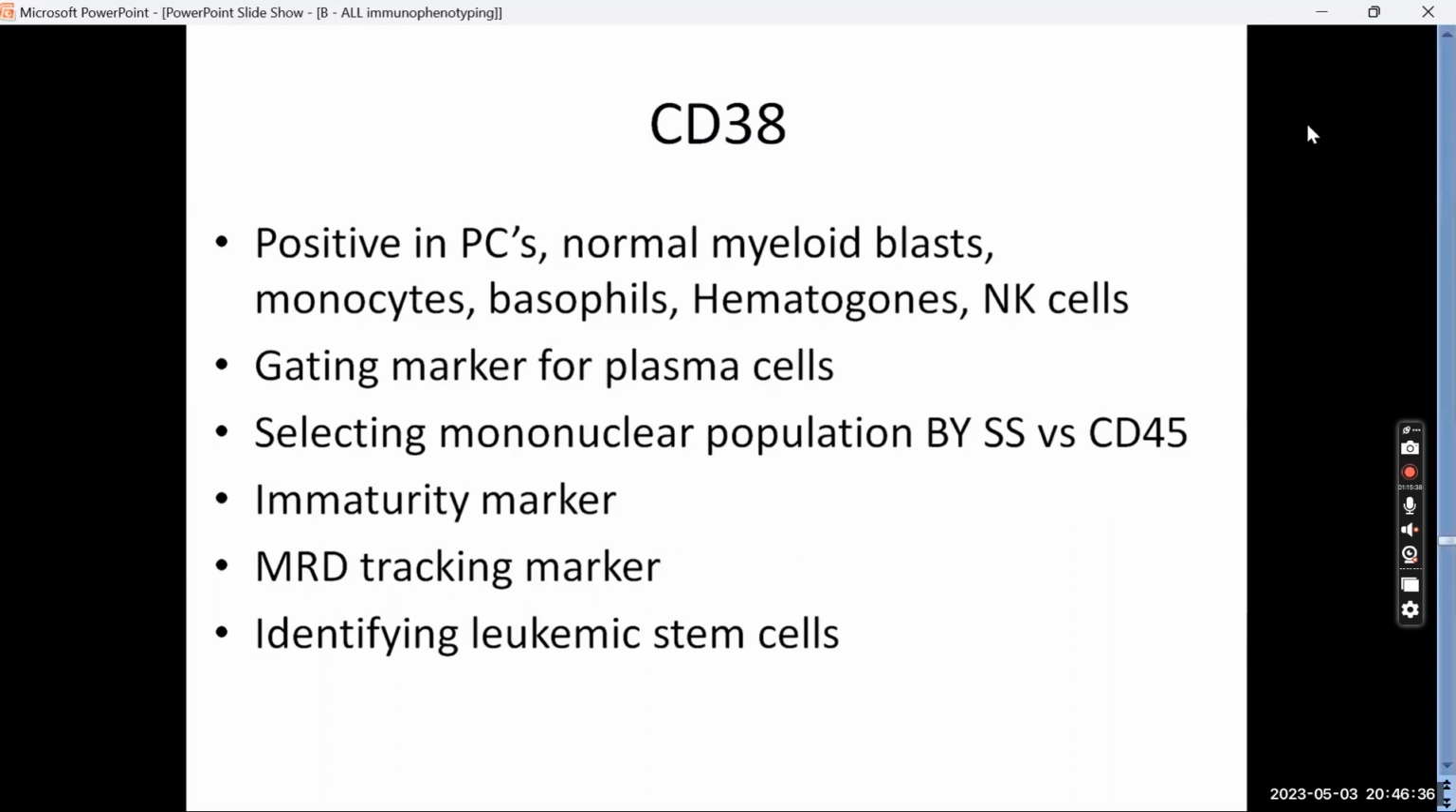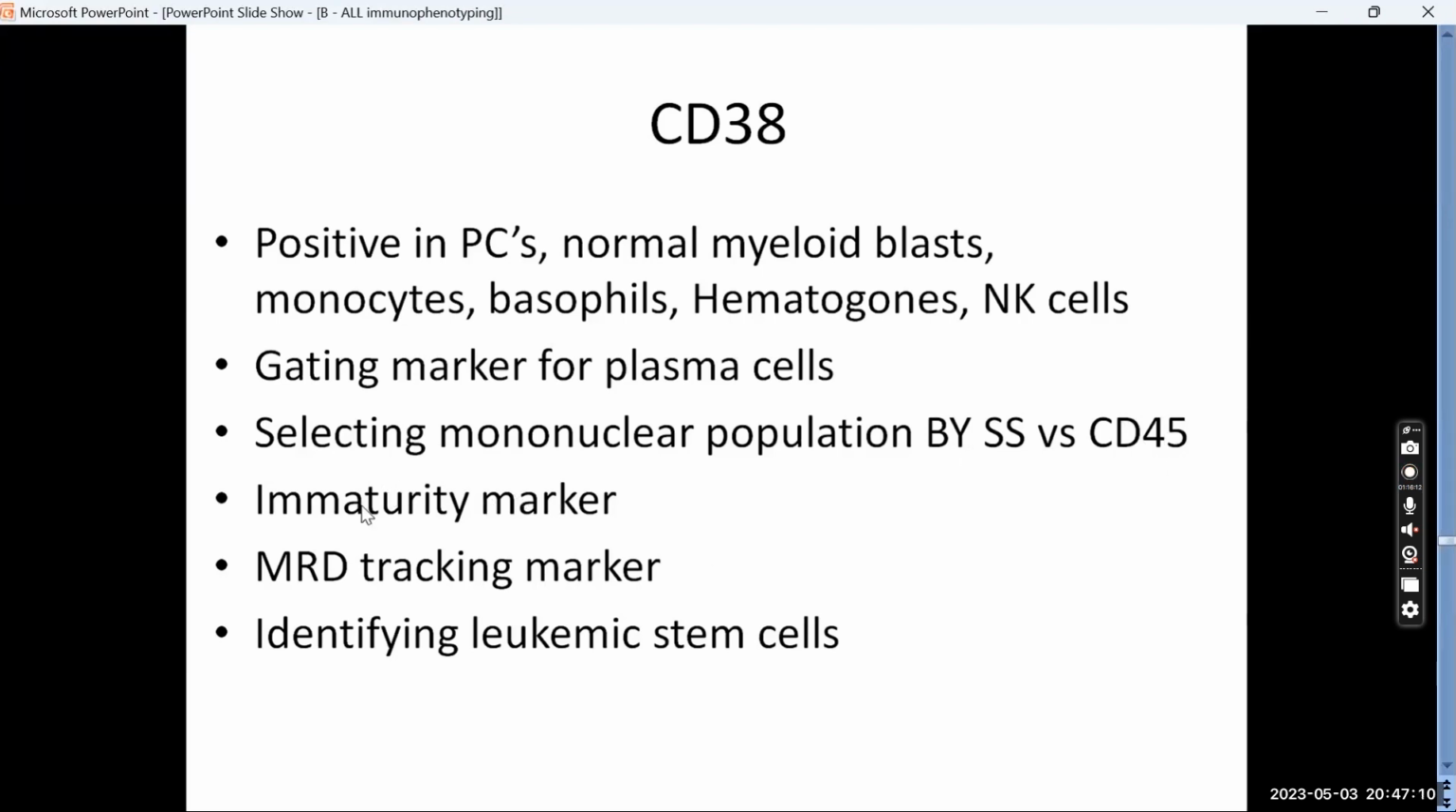Okay, now, apart from those markers we discussed, the other marker which will regularly come in our panel, in T, myeloid, even in B, is CD38. CD38 is bright in plasma cells. It's positive in normal myeloid cells, monocytes, basophils, hematogones, and NK cells. Of course, it's a gating marker for plasma cells. As I showed you in the earlier slide, it is also useful in selecting the mononuclear population by side scatter versus CD38. That's a typo here.